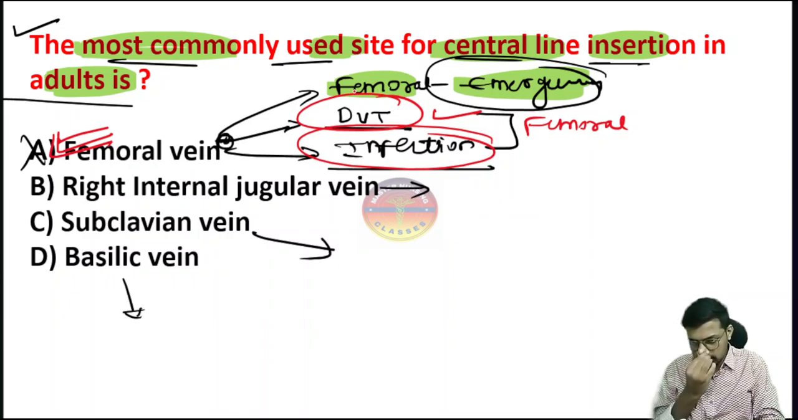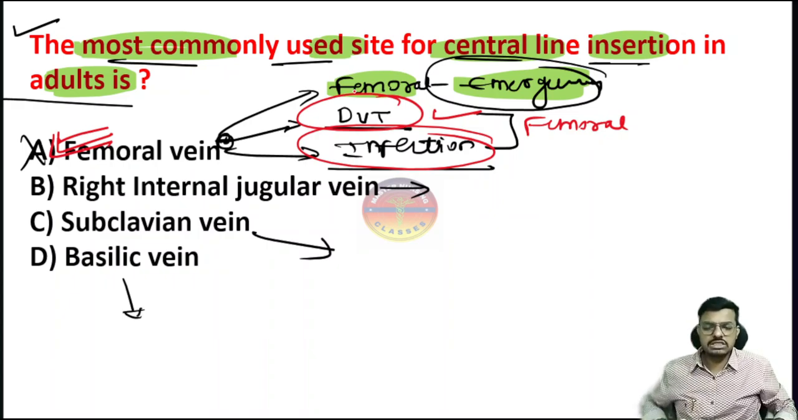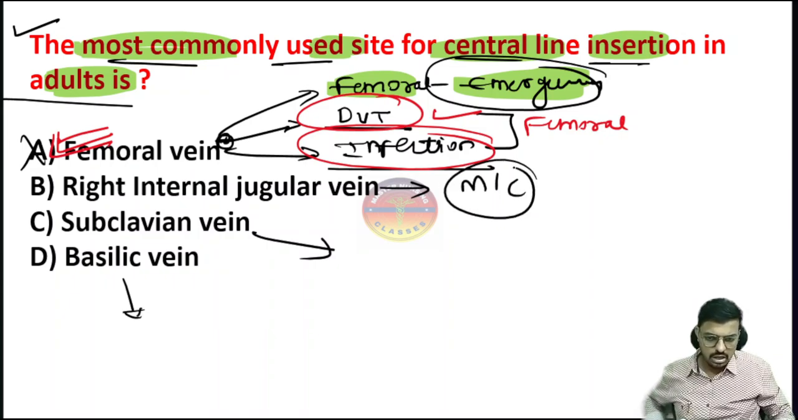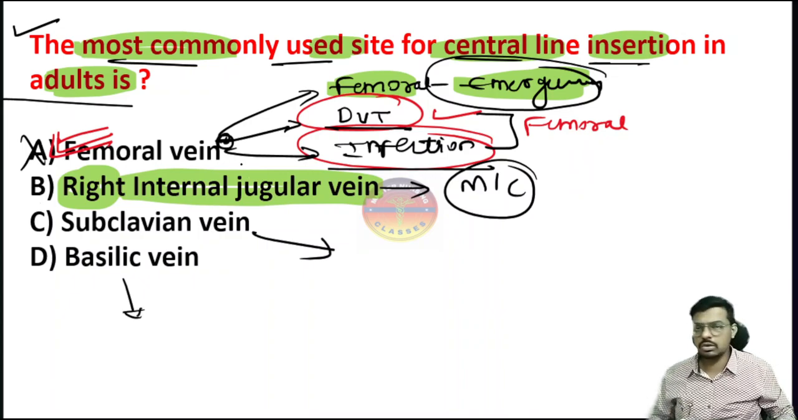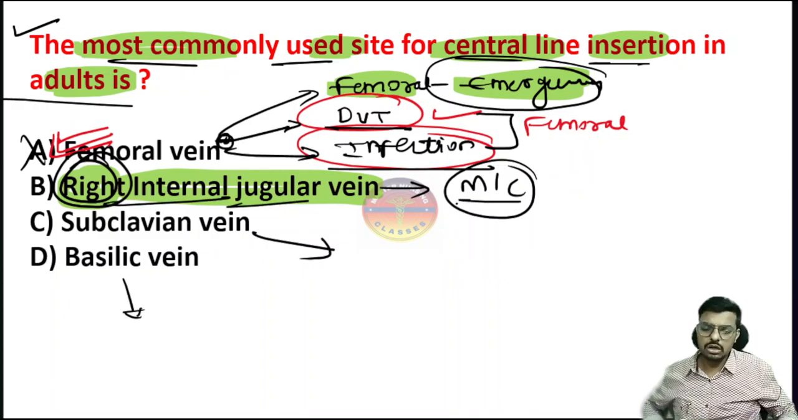They have mentioned the most commonly used site for central line insertion in the adult, and the most commonly used site for central line insertion in the adult is the right internal jugular vein, bacho. In the options they will give the left also. Don't give the answer as the left. Always choose the right internal jugular vein as the most common vein to insert a central line catheter.